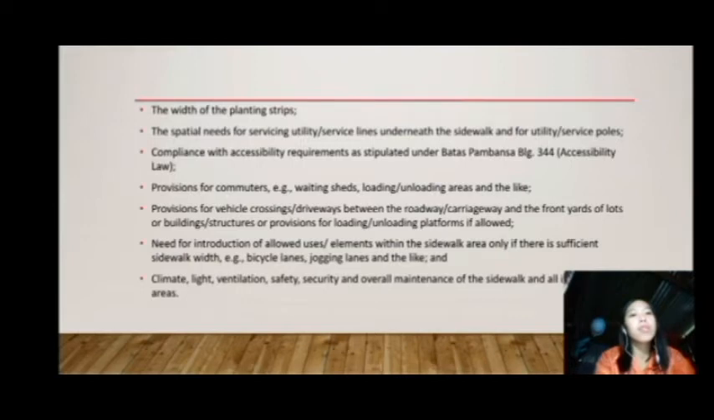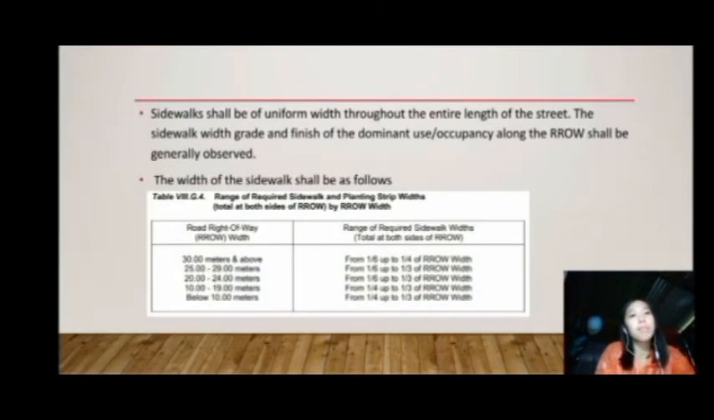H. Provisions for vehicle crossing between the roadway and the front yards of lots or buildings, or provisions for loading and unloading platforms if allowed. I. Need for introduction of allowed uses and elements within the sidewalk area, only if there is sufficient sidewalk width. Examples are bicycle lanes, jogging lanes, and the like. And lastly, the climate and light, ventilation, safety, security, and overall maintenance of the sidewalks in the areas.